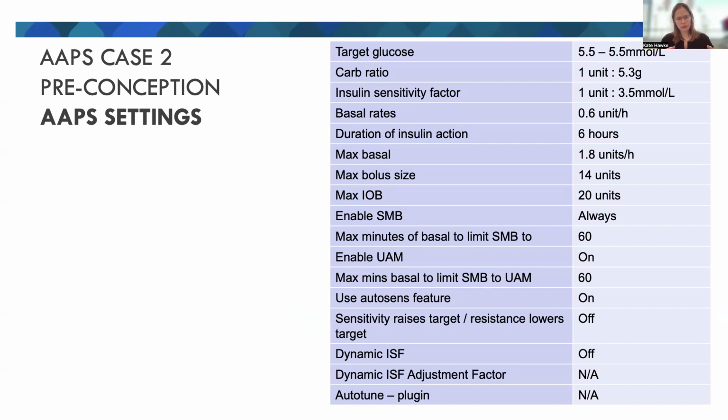I seem to have lost my slide that has her pre-aAPS information, but her time in range was about 60% for 3.5 to 7.8. So she was on her way to optimizing pre-pregnancy and wanted to use aAPS to assist her with that. And so starting out, her configuration was much the same as her previous Omnipod Dash settings. Again, just went 60 minutes for the max minutes of basal limit SMB2 and did nothing with dynamic ISF.